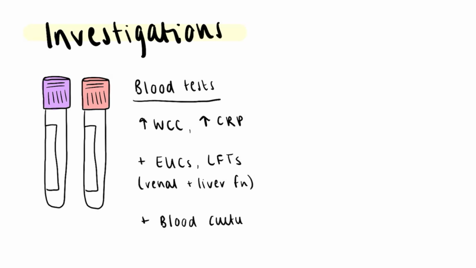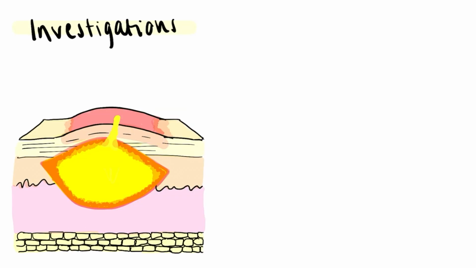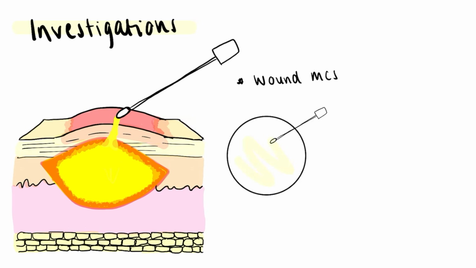Blood cultures may also be done in systemically unwell individuals to assess for bacteremia. A swab or wound MCS may be taken if there is any discharge from the wound. The most common bacteria causing cellulitis include beta hemolytic strep and Staphylococcus aureus. Most staph in cellulitis is termed MSSA or methicillin susceptible Staph aureus, and will respond to a multitude of antibiotics. Some staph, however, will be termed MRSA or methicillin-resistant Staphylococcus aureus and may require alternative antibiotic therapy.